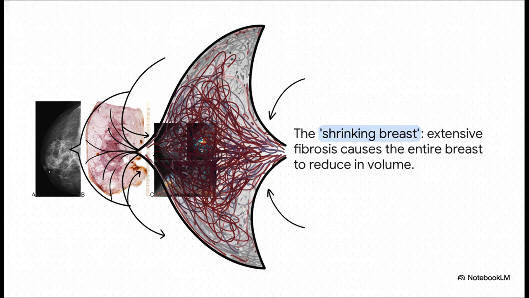So this unusual growth pattern leads to another really key clinical sign, the shrinking breast. Because the cancer is creating so much fibrous tissue, it causes this desmoplastic reaction that literally pulls the breast tissue inward, making the entire breast actually shrink in size. And as you can see from the mammogram, the pathology slice, and the MRI, the result is this extensive distortion and a noticeable drop in the breast's volume.